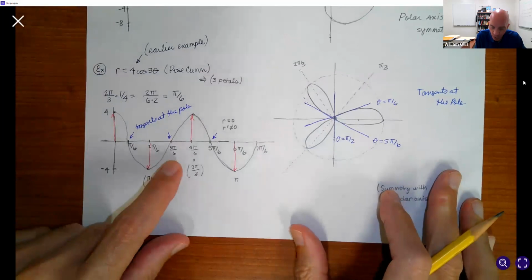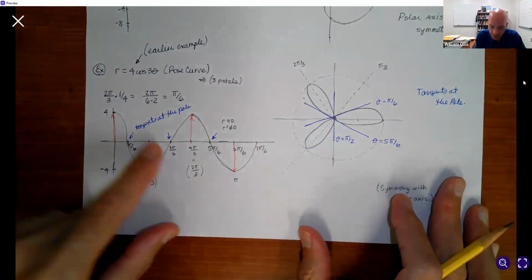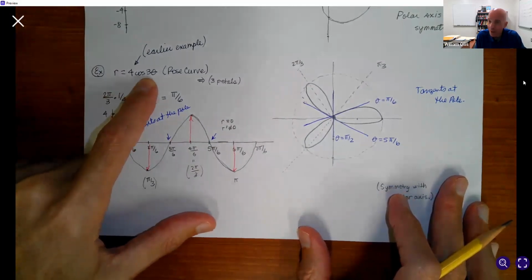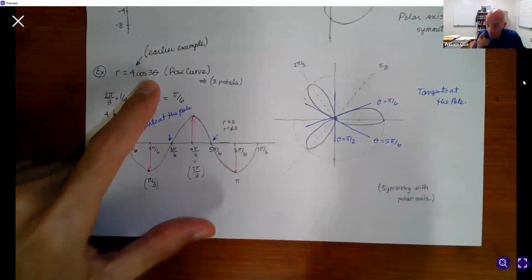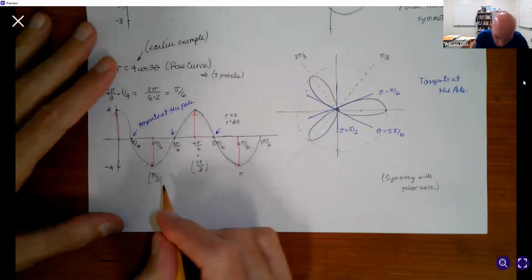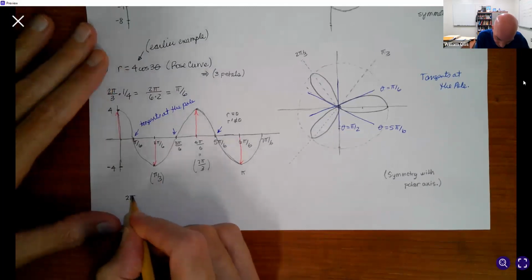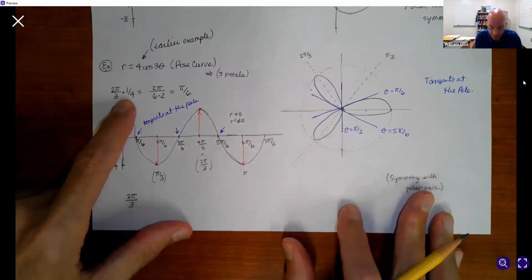And so now, when you think about this, and you think about the new period of this, we know the standard period of cosine is 2 pi. And so when we divide by 3, we get 2 pi over 3. So notice here, 2 pi divided by 3 here. And you notice I've written it up here.